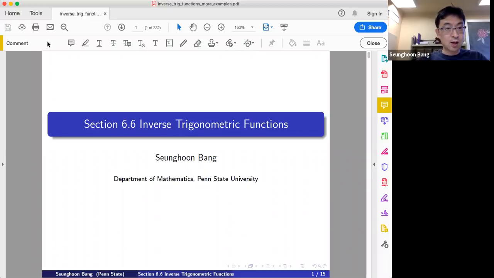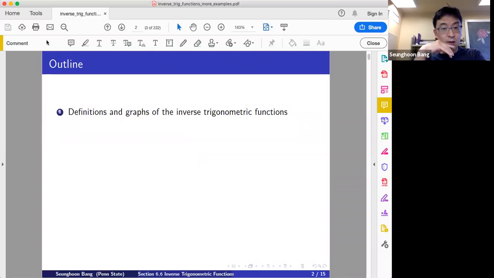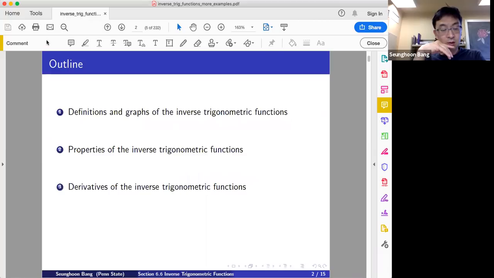Here is the outline. I want to talk about definitions and graphs of the inverse trigonometric functions. Second, the properties of the inverse trigonometric functions. Third, the derivative of the inverse trig functions. Last, how can you find integrals for the inverse trigonometric functions? I want to talk about these four things today. Please turn off your audio, please.